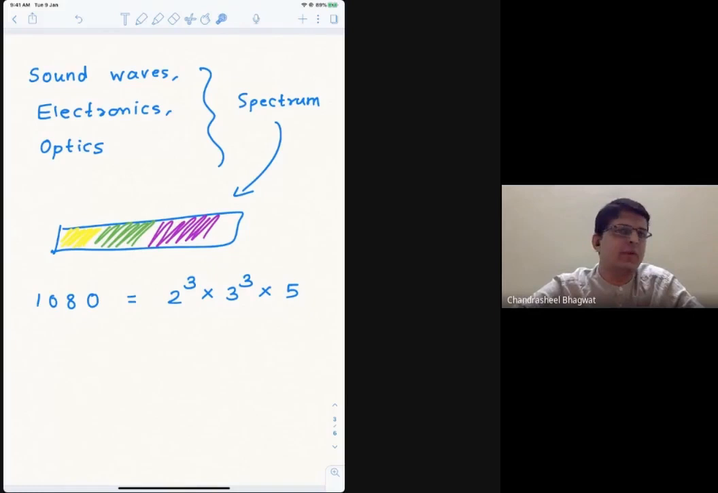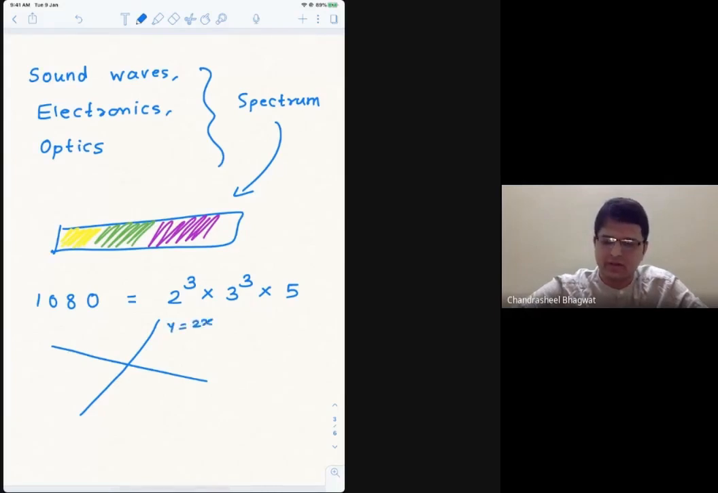Similar decompositions happen in algebra. For example, polynomials can be written as a product of something called irreducible factors, which I won't go into right now. I'll come to polynomials in a short while in a different context. The other thing is, for example, you look at these two lines. Suppose the equations of these two lines, for simplicity, are y equal to 2x and y equal to, let's say, minus 3x.